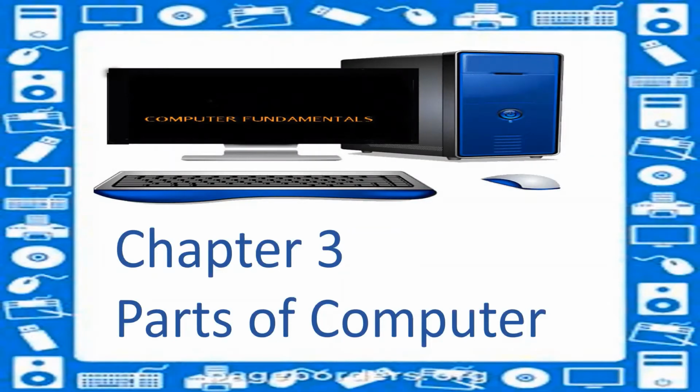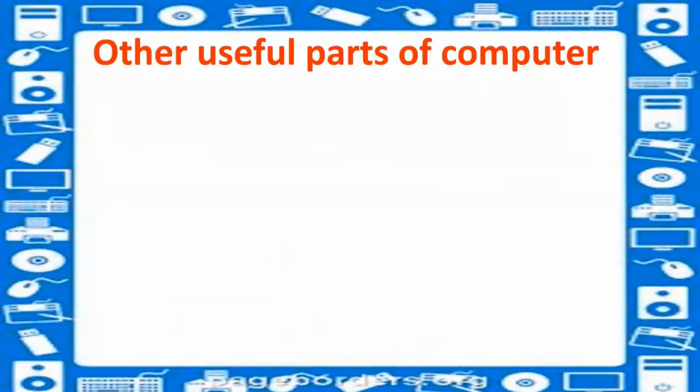Now, in chapter number 3, parts of computer, we have learned about the main parts of the computers, and they are CPU, keyboard, mouse, and monitor. There are many other parts that are attached to the computer. And now today we will learn about them.